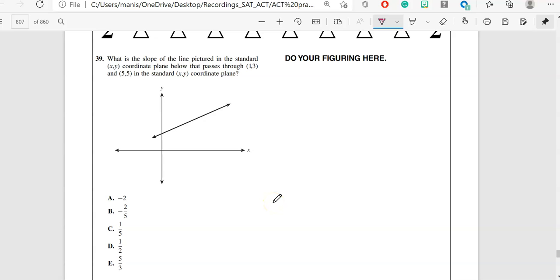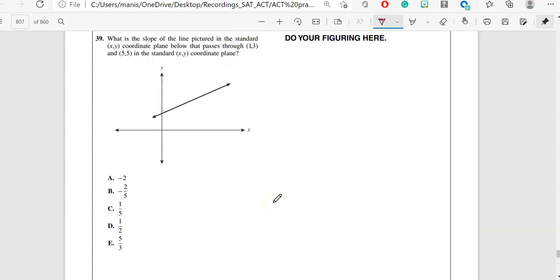Question number 39. What is the slope of the line pictured in the standard XY coordinate plane below that passes through (1, 3) and (5, 5)? Now the keyword to look for over here is slope, and as you all know, slope is represented by the symbol m, and the formula which we will use in this case is y2 minus y1 over x2 minus x1. Do keep in mind there are some other formulas, everything is the same, or sometimes you will see change in y over change in x.